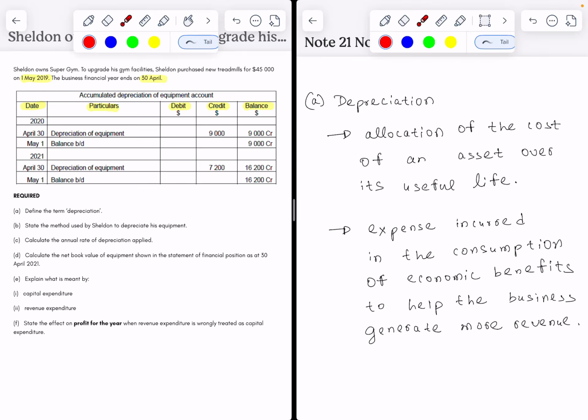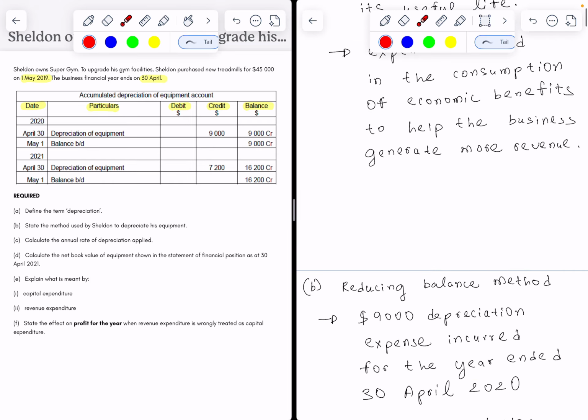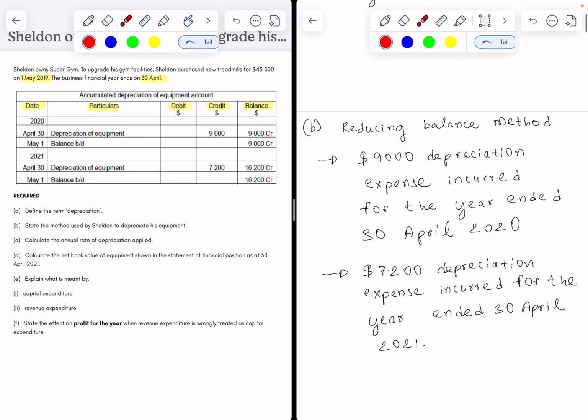All right. So what about part B? State the method used by Sheldon to depreciate his equipment. Now, when you look into the ledger account, simply at the end of the first financial year, which is 30 April 2020, given that the business started on 1 May 2019, you can see that we have recorded depreciation expense for the equipment to be $9,000, all right?